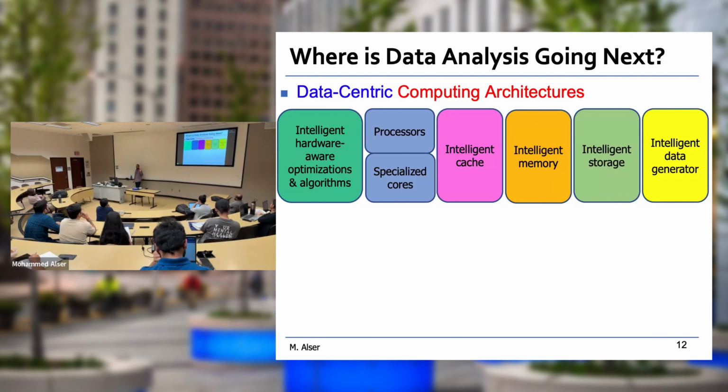This slide is more about futuristic designs, futuristic architectures. So you may hear some terms for the first time, something like intelligent hardware-aware optimizations and algorithms. We already studied a few examples of this, for example, loop interchange, blocking, those kinds of optimizations that we can do. And they are still aware of what's happening in the hardware. We know that the hardware will benefit from a certain way of programming the code, then we design our code to follow this procedure.